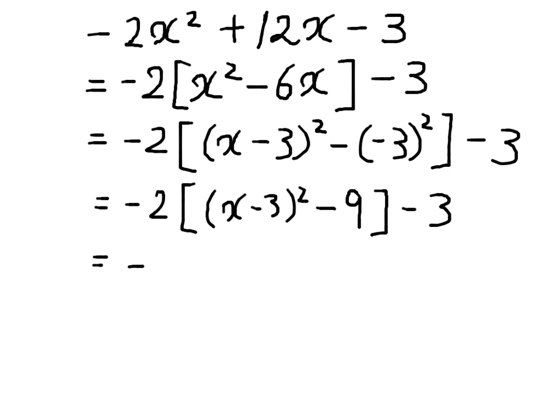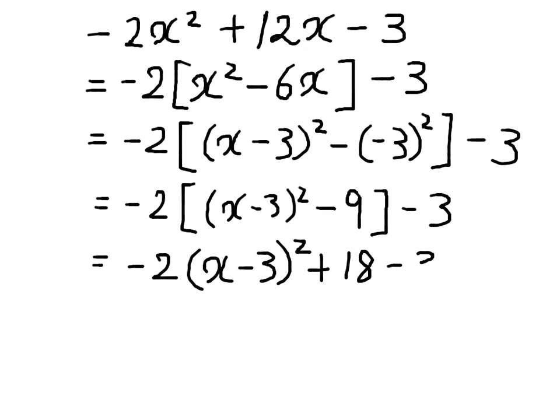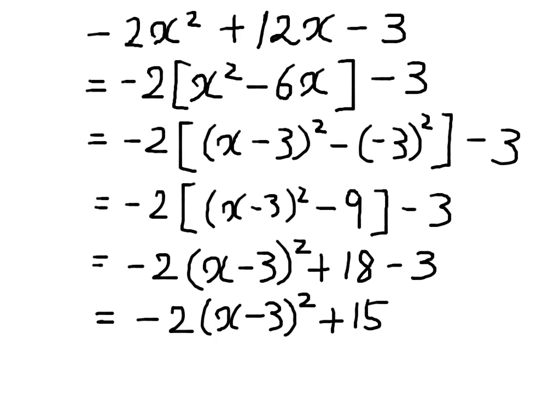So minus 2 round bracket x minus 3 squared. Minus 2 times minus 9 is plus 18. And minus 3 was still there from before. So my last line goes minus 2 round bracket x minus 3 squared plus 18 minus 3. So that's plus 15. And that's my final answer.